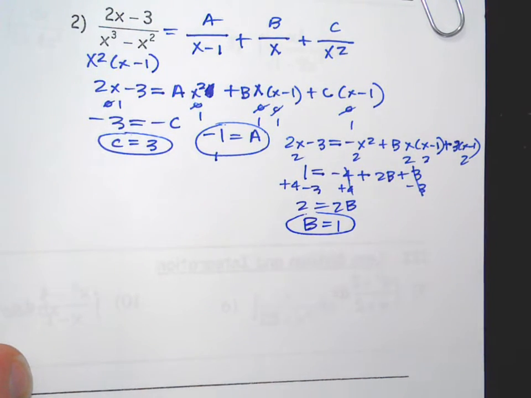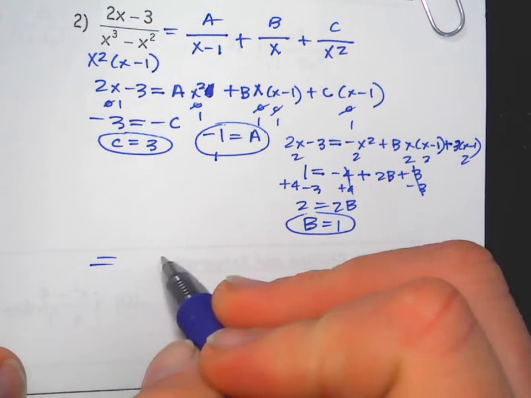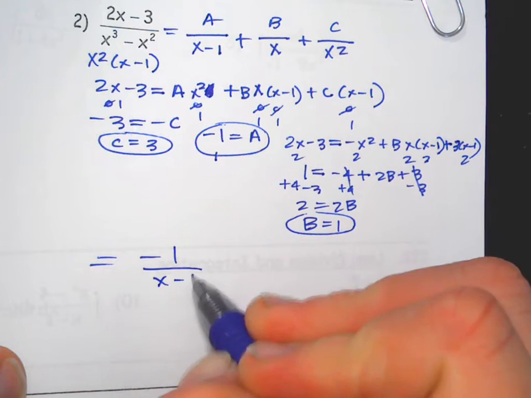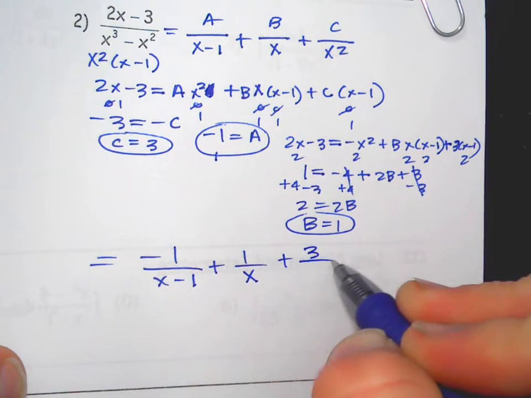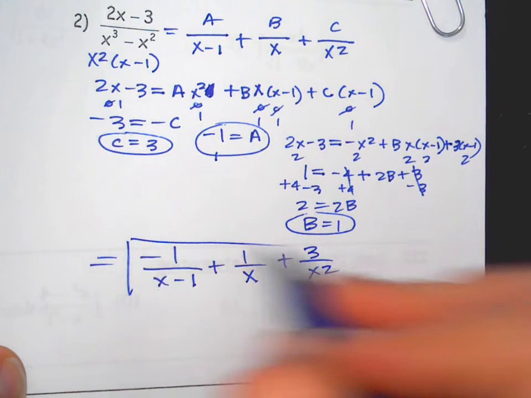So we have to find B last. Find A or C first, and then the other, and then you got to find B last because you need A or C to be figured out, because you can't get rid of everything else other than B. If you get rid of one of the other ones, it gets rid of B also. So your final answer is going to be -1 over x minus 1 plus 1 over x plus 3 over x squared.